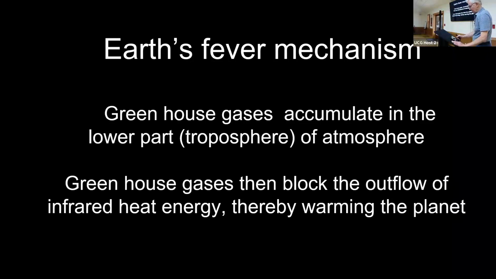Now, these greenhouse gases accumulate in the lower part of the atmosphere called the troposphere, and they block the outflow of infrared energy. So when the sun shines on something nice and dark and generates some heat, some infrared energy, it can't get out. So this is very similar, I'm looking at the human body, to our blood vessels contracting, but it's an entirely different mechanism, but it does have the same result.